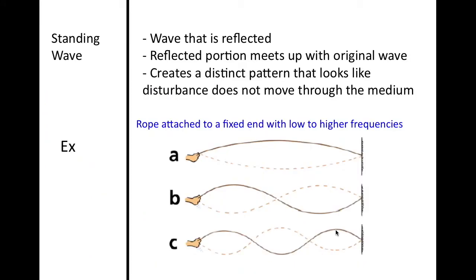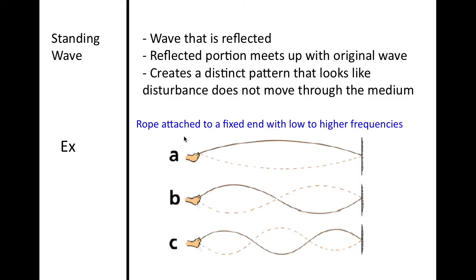There is a third kind of wave called a standing wave, and this is a wave that reflects. What I mean is that the wave is transferring itself through the medium, either be that water, air, or solid. And then what happens is when the wave or the energy transfer gets to the end and it hits something, then it will reflect back on itself and it meets up with the original wave. This creates a distinct pattern that looks like the disturbance does not move through the medium at all.